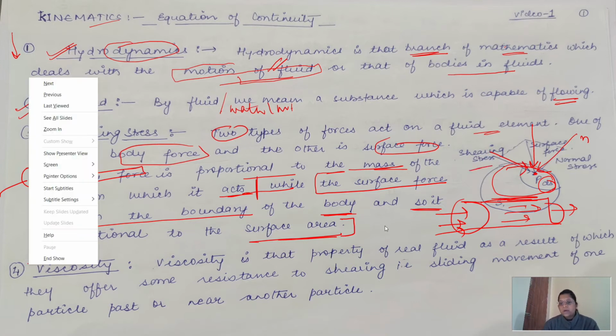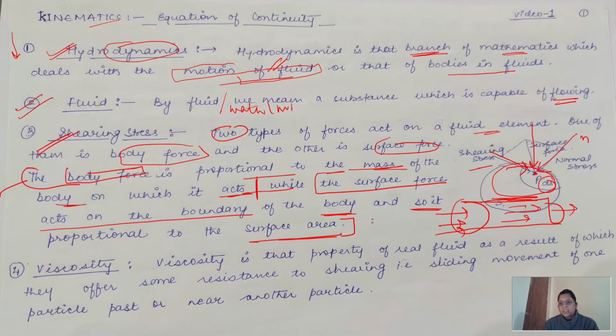Two more things I want to tell you. We use the mass formula many times in this chapter. One formula for the mass is density into volume, and the second formula is mass equals density into velocity into area. These formulas we use in this chapter.